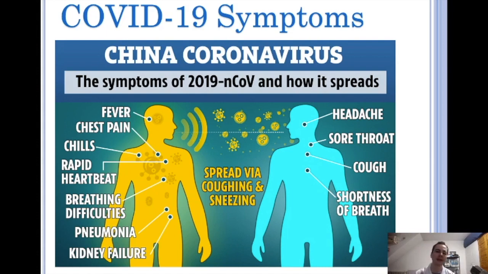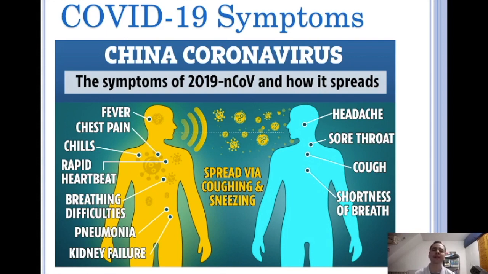There are two types of people with coronavirus, and that's based on the way the patients show the symptoms. The first type is going to show milder symptoms, and the other is going to show symptoms more related to pneumonia.